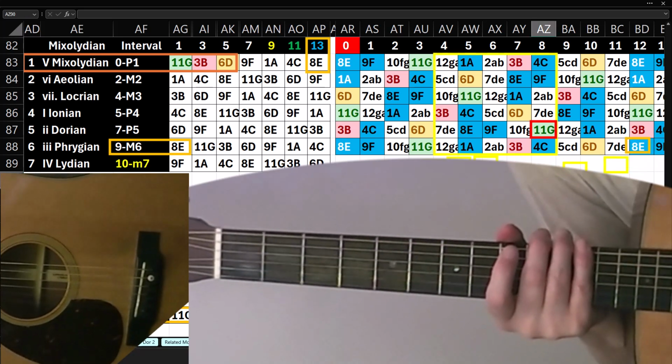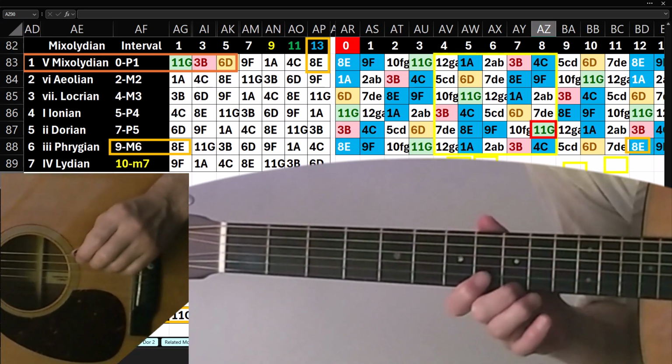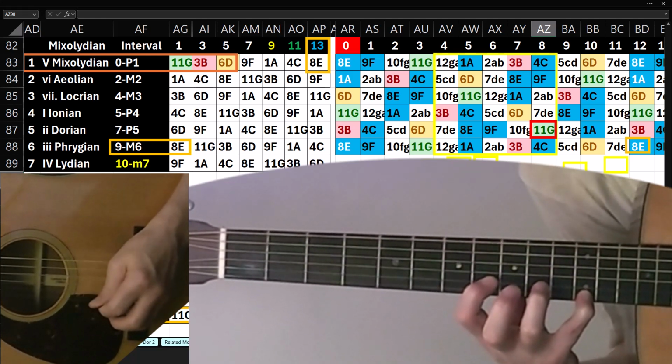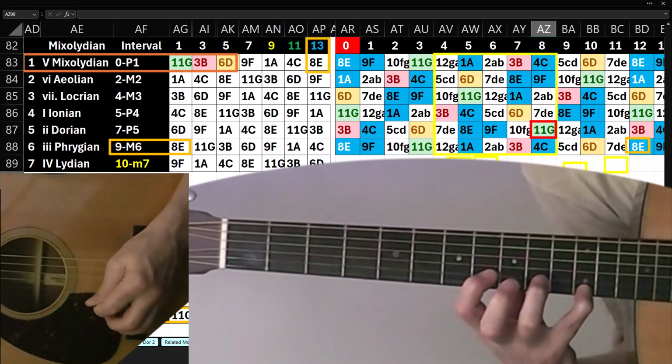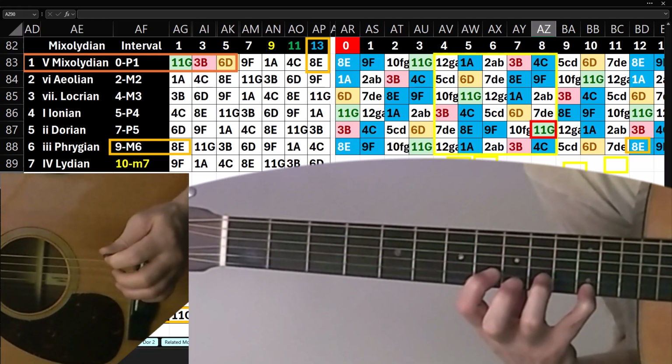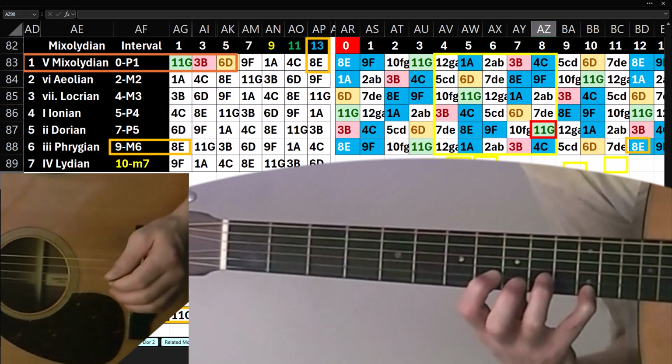Boom. Let's count it this way. 5, 6, 7, 8, 9. So top to bottom would be a 9 note away major 6, bottom to top. Therefore, if I wanted to look at it that way, it would be a 3 note away minor third.